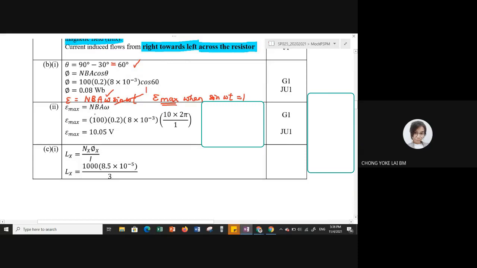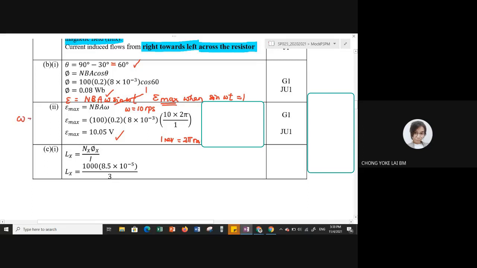So gantikan nilai numbers of turn 100, B 0.2, area 8 to the power of negative 3. Omega dia bagi kita 10 revolution per second. So revolution kena tukar radian, so darab 2 pi, kerana omega dia bagi kita dalam RPS. So kita kena tukar kepada radian. So 10 revolution darab 2 pi, sebab 1 revolution sama dengan 2 pi radian. Per second. So second dah SI unit tak payah tukar. So kita dapatlah EMF maximum 10.05 volt.